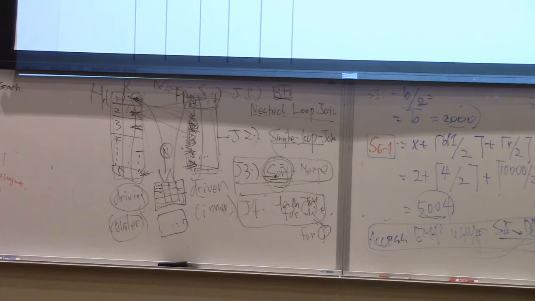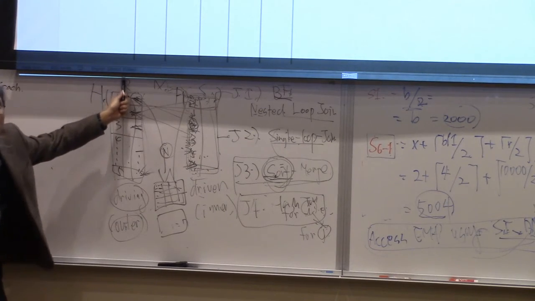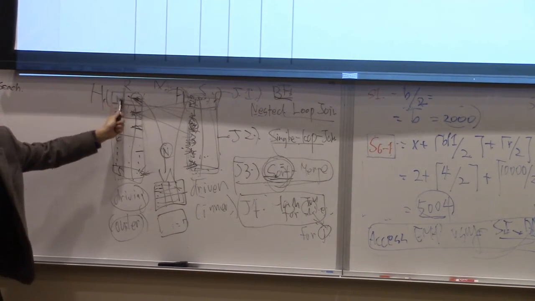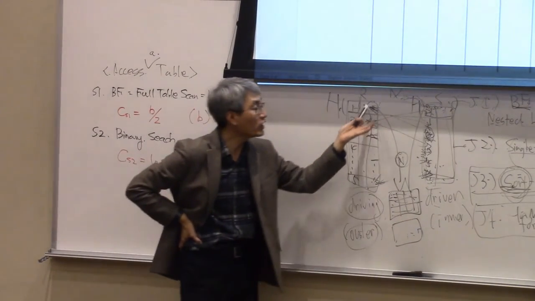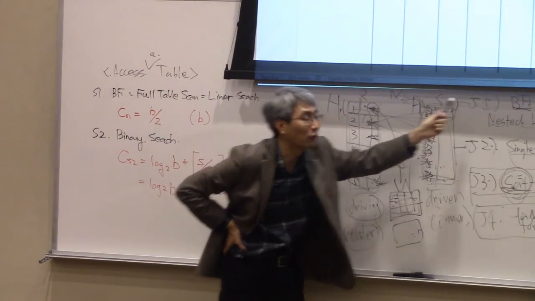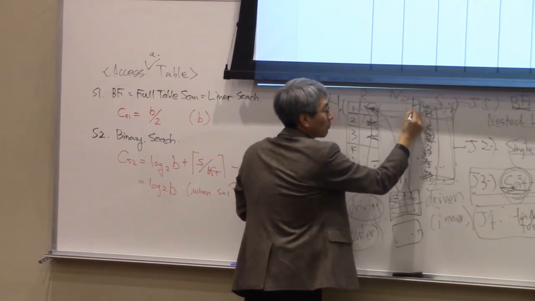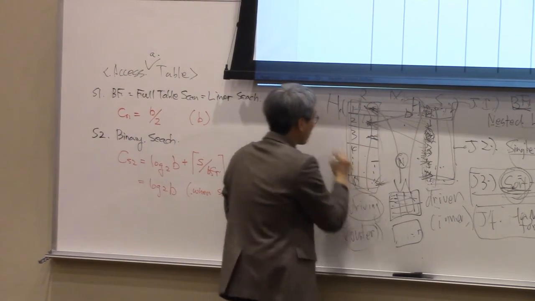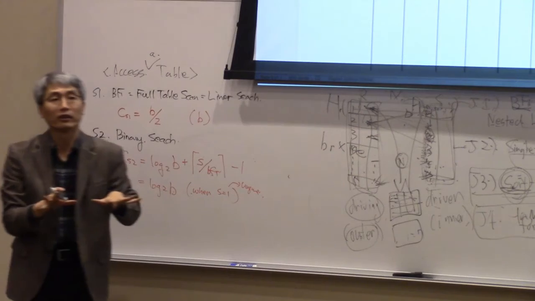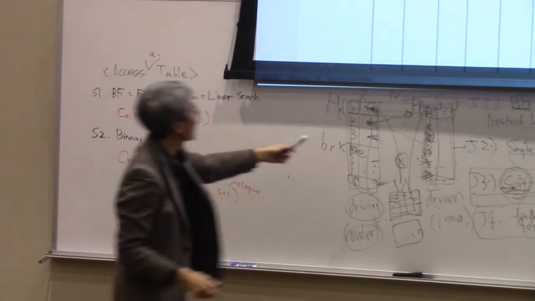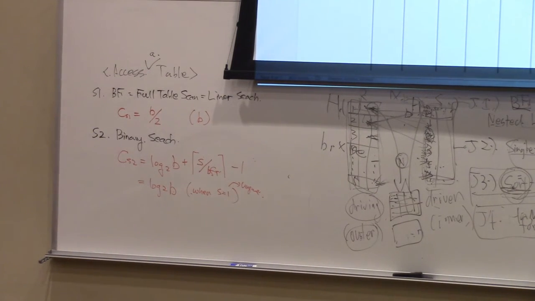To calculate the cost function, think about it. First, you need to access the number of blocks of the left-hand side, the driving table. In the case of brute force, for each block you need to access the number of blocks of the driven table. So the number of blocks BR times the number of blocks BS. Basically, you need to access BR times BS. That is the reason.